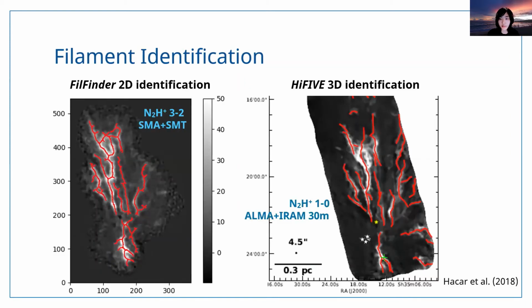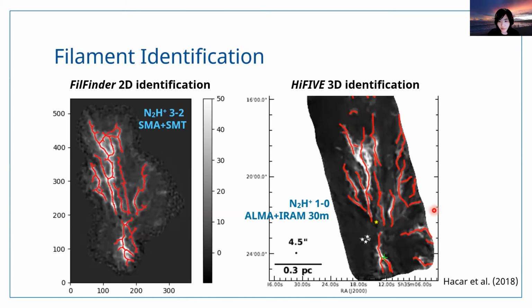To analyze the filamentary structure, we also do filament identification. The figure on the left shows our results using FilFinder in a 2-dimensional identification. The red lines show the identified major axes of each filament. We compare our identification with the one using ALMA observations in N2H+ 1 to 0.